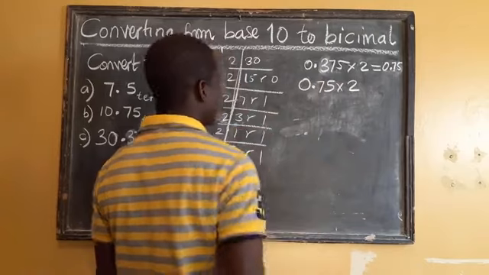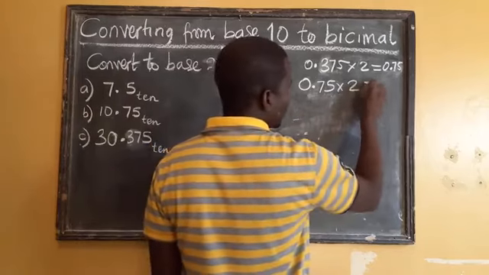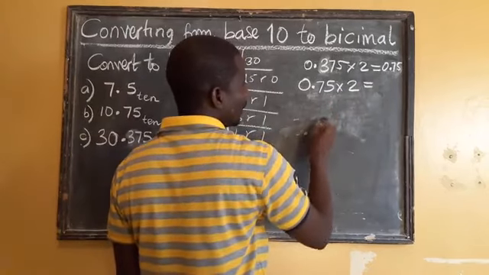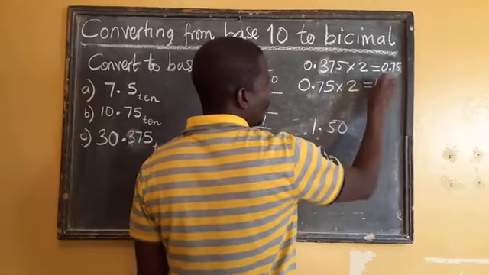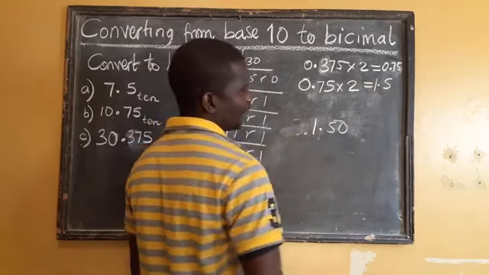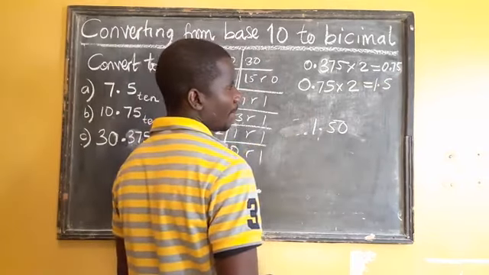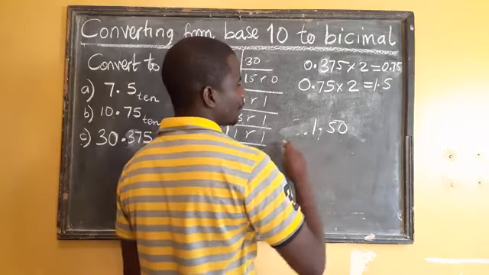Again, we multiply this one by 2. And if you remember, this is where we were, isn't it? We are going to get what? 1.50, which is the same as just 1.5. Okay? I hope that is clear.